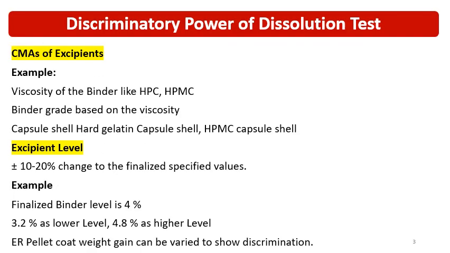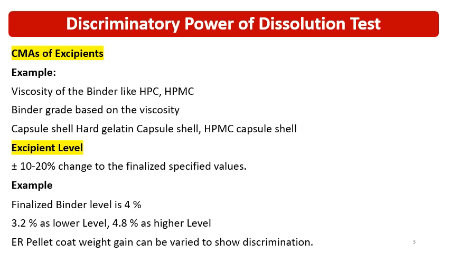Then going to the next point, that is CMAs of excipients. Here, viscosity of the binder: binders like HPC and HPMC are used, and binder grades are based on the viscosity. So you can take those CMAs into consideration and make the batches. For example, if you are finalizing the HPMC with 3 CPS grade, take the 6 CPS grade and see whether the dissolution catches that change.